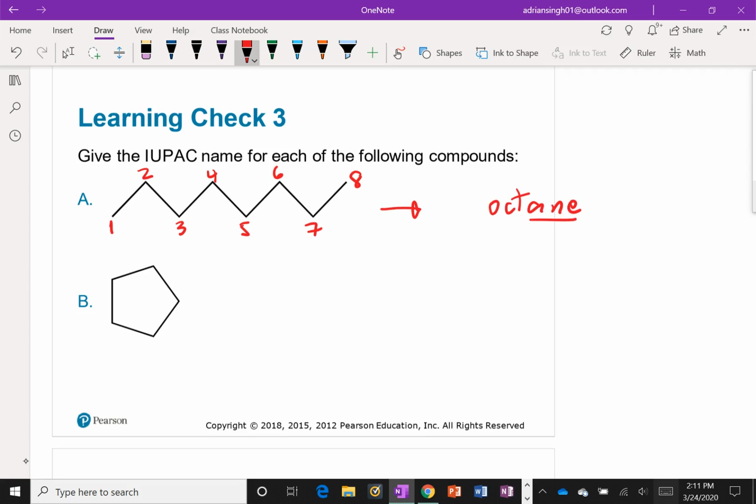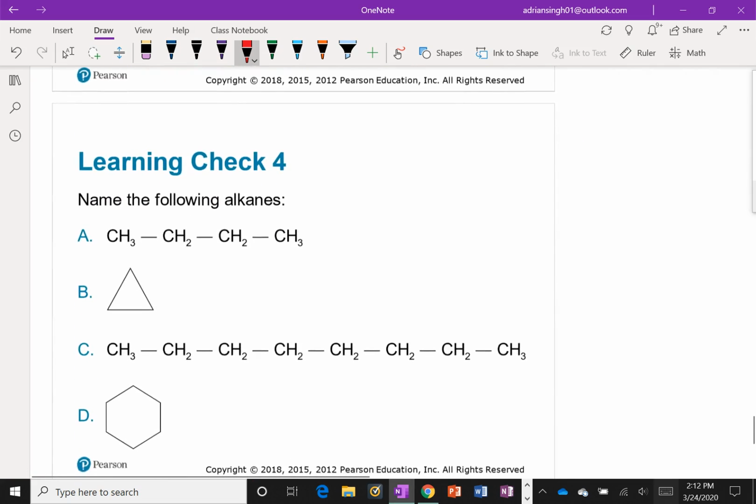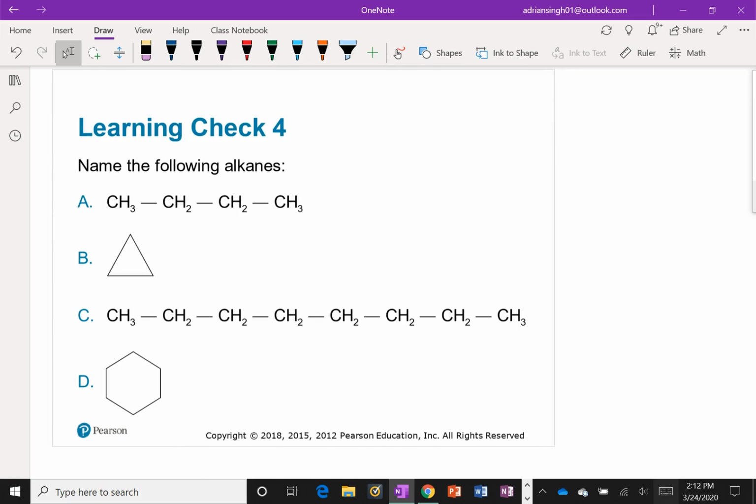And that's it. For the second one, or for B, we don't have a straight chain. Instead, now we have a ring structure. So we're going to use the prefix cyclo, which tells us it's a cycle or a ring. And let's see how many carbons are in that ring. We have 1, 2, 3, 4, 5. So the prefix for 5 would be pent. So cyclopent. They're all carbon-carbon single bonds. So cyclopentane would be the IUPAC name for that structure. All right, and you can take a look and you can name these ones here in Learning Check 4 to get a little bit more practice.